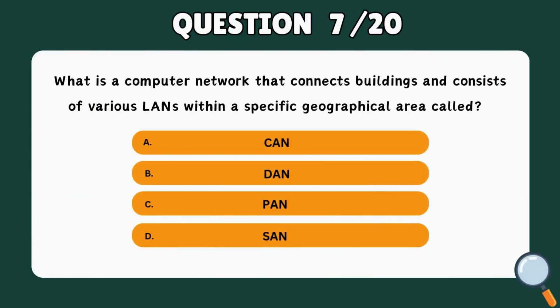Question 7. What is a computer network that connects buildings and consists of various LANs within a specific geographical area called? A. CAN. B. DAN. C. PAN. D. SAN.